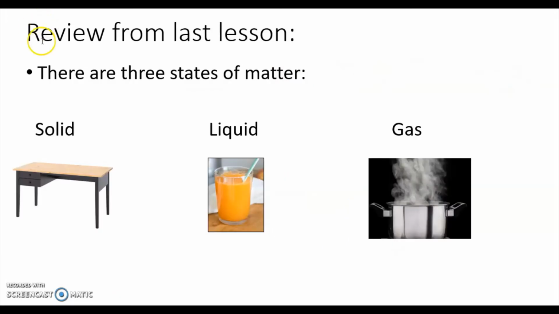So let's review what we learned in the last lesson. There are three states of matter: solid, liquid, and gas. An example of a solid would be a desk, a phone, a paper clip, a lamp, right? That's solids. A liquid is milk, water, juice, soda pop. Gas is like steam or the air we breathe, right? These are examples of the three states of matter.